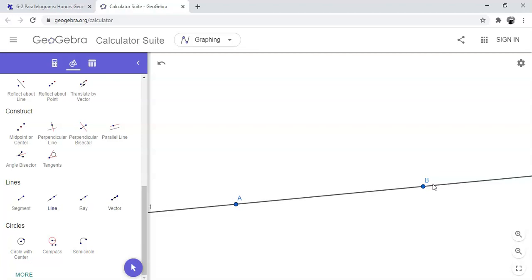And then also draw a line from B. So click on the point B and just come up somewhere, anywhere up here. So we have a line AB and we have a line BC. They share the point B.